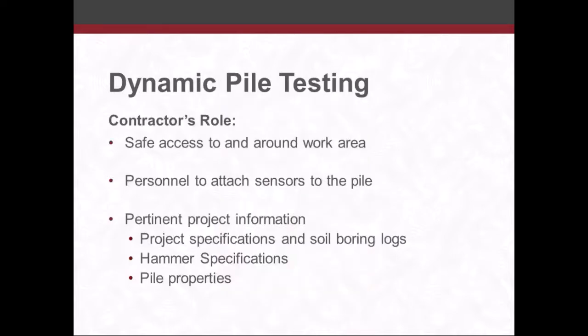So the contractor's role: they need to provide safe access to and around the work area so we can get up close to the piles to do the testing. There are instances where we get on site and the pile is already up in the air. So we require that they have personnel drill the pile and attach our gauges to it. We also need the project specifications, the hammer specifications, as well as the pile properties that the contractor's using on the project.